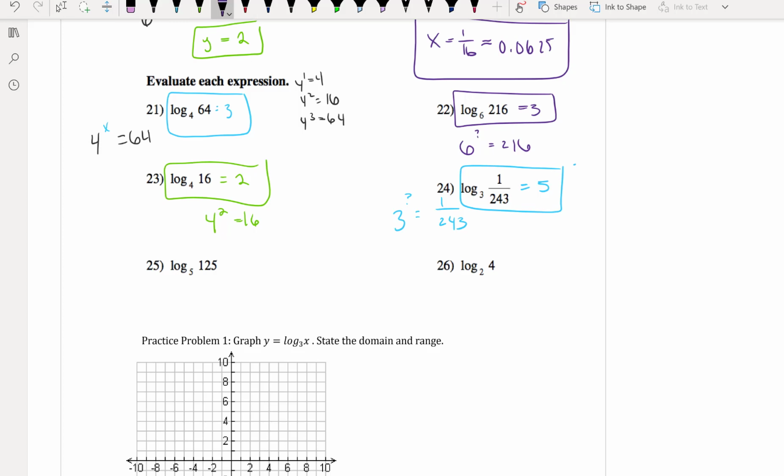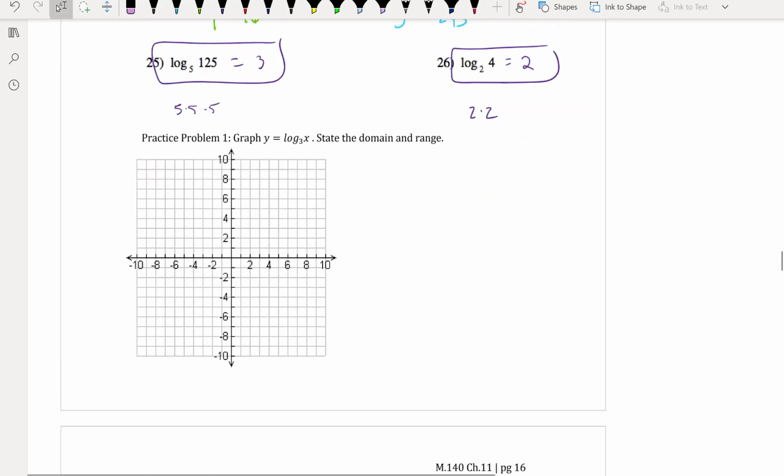And for 5 to what power gives me 125? Well, 5 times 5 is 25. Times 5 is 125. So 5 to the third power. And you're thinking 2 times 2 is equal to 4. So that's going to be squared. So 2 squared is going to equal 4.